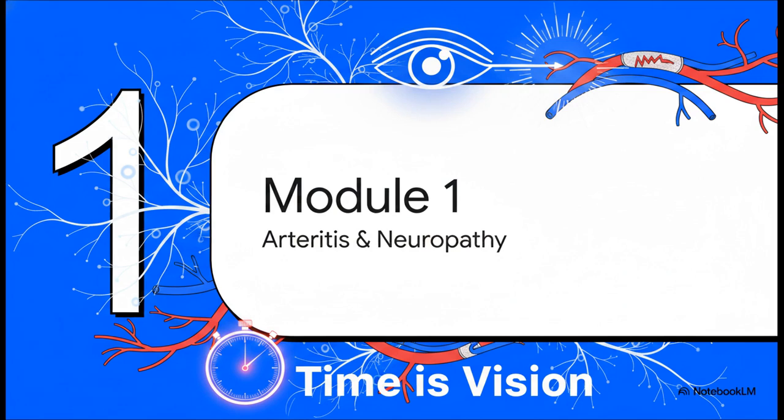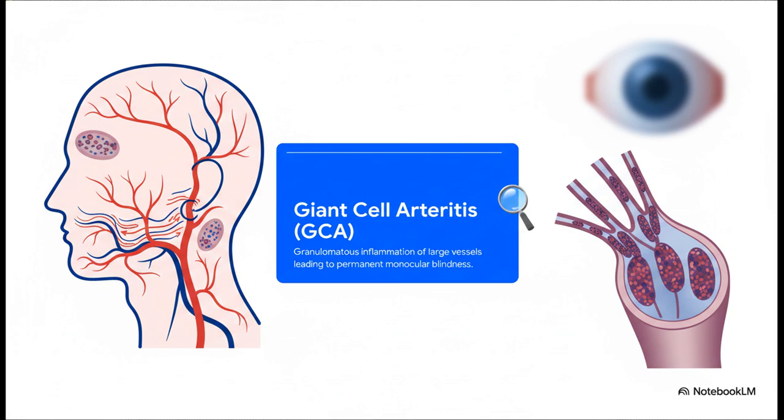Anterior ischemic optic neuropathy and arteritis. In the case of anterior ischemic optic neuropathy, time is tissue and time is vision. So, let's break down the pathophysiology of giant cell arteritis, or GCA. Listen, this isn't just a bad headache. It's a subacute granulomatous vascular disruption.